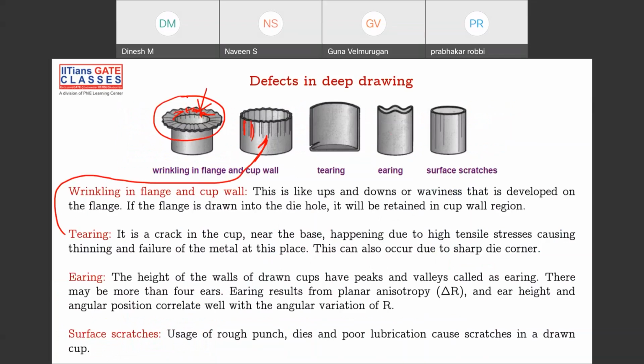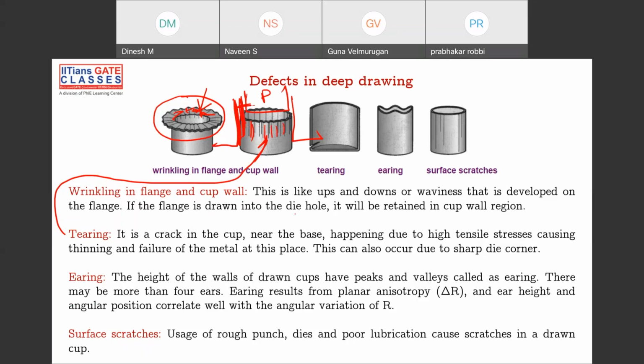Because you're trying to apply a punch. This is your punch, and this is the wall region of your die, and this is your punch. Because of friction between the punch and the die, and the thickness that is being flown here, there might be some kind of tearing happening because of the tension in that, or maybe compression in that, right? So that is what is tearing.